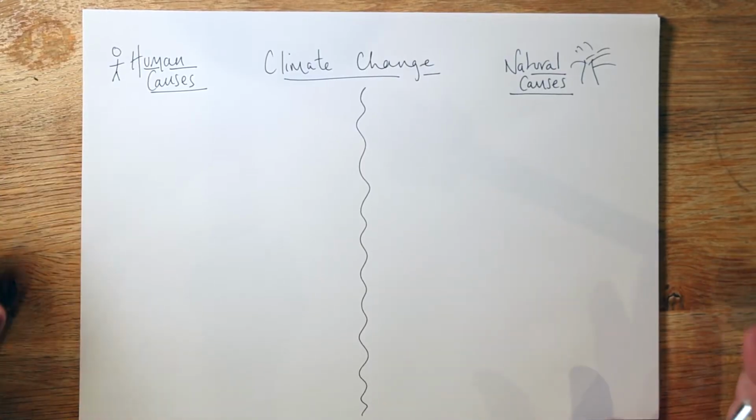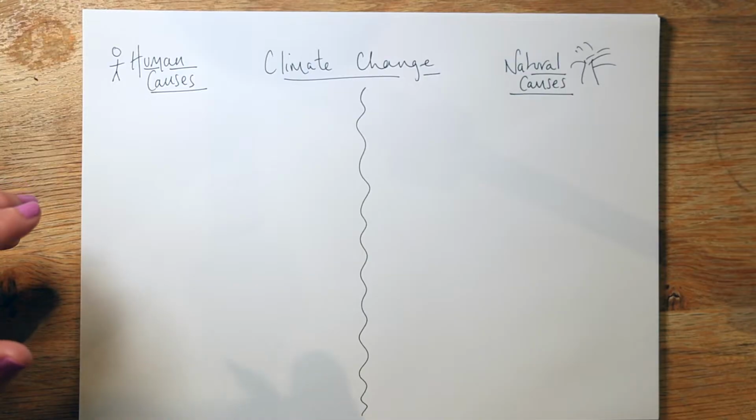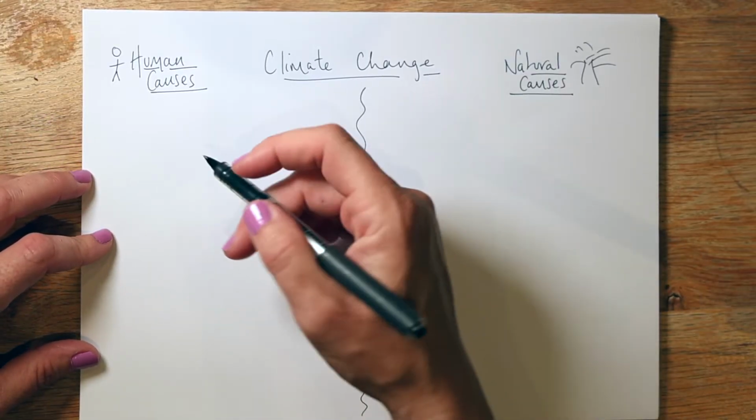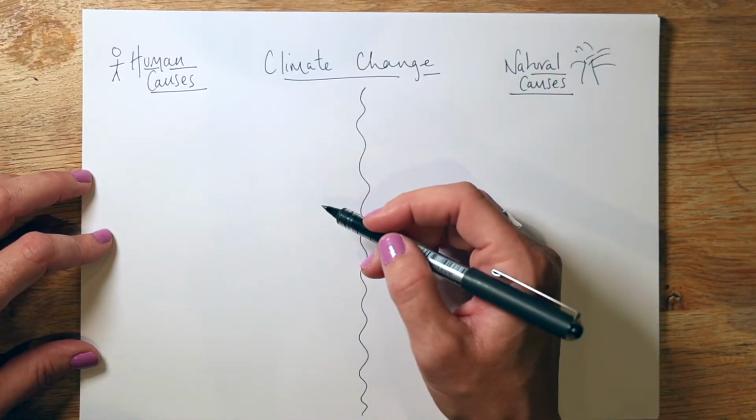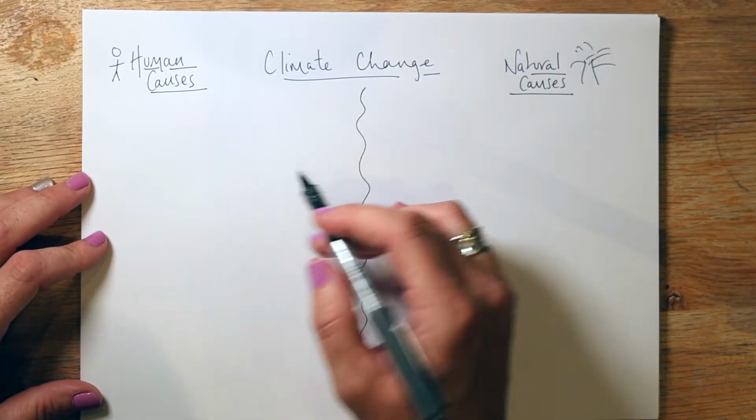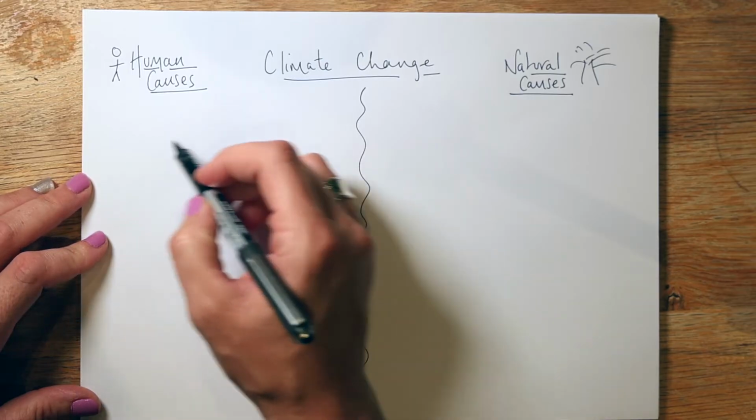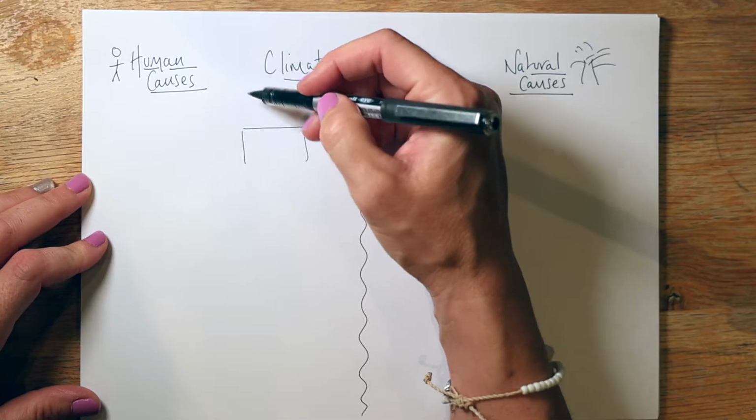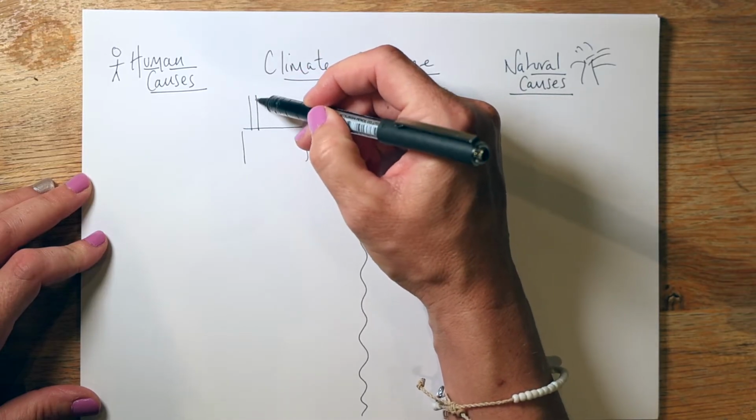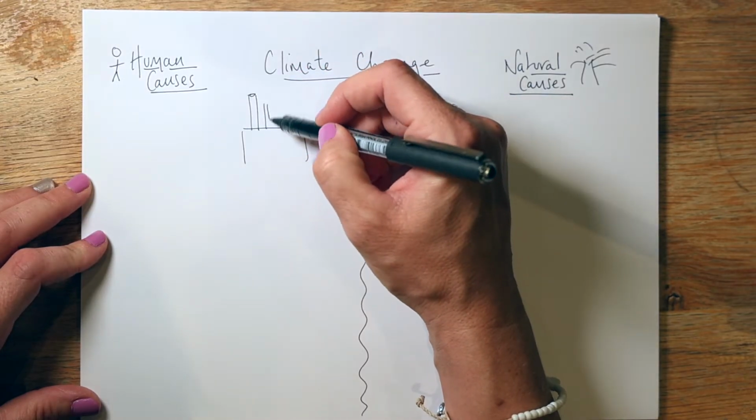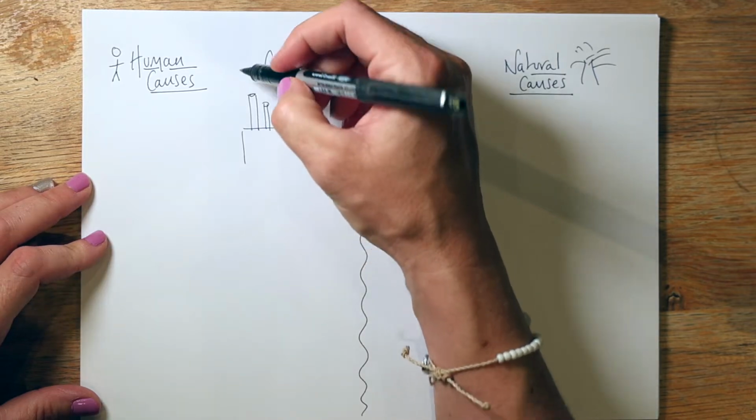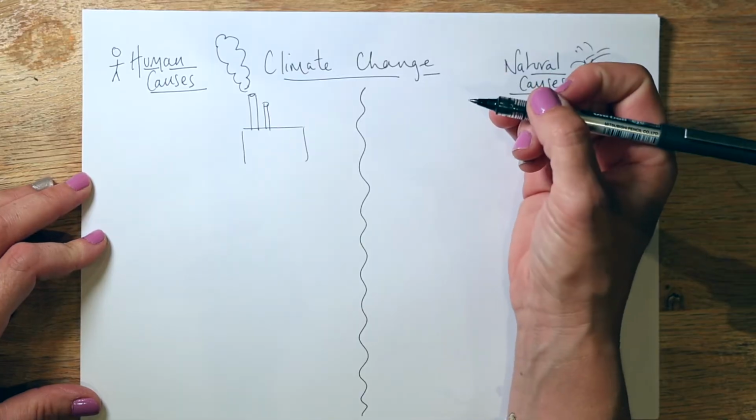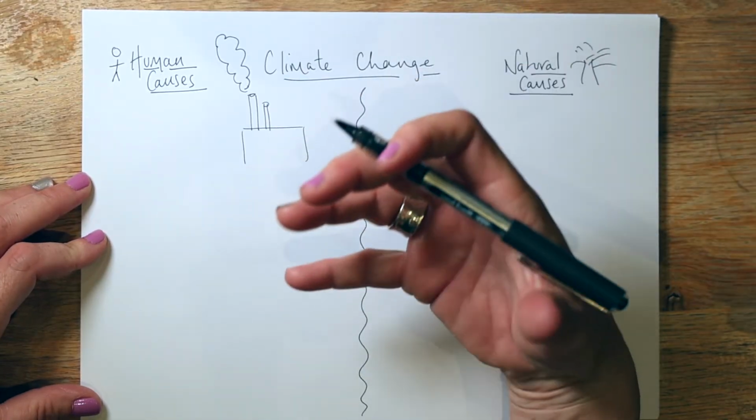So if we start with the human causes, human beings have obviously been around for quite a long time, but it's only actually in recent history that we've been having a bit more of an impact on the planet where we live. And that's through lots and lots of different ways. So the first way, which you'll perhaps be familiar with, perhaps not, is through power stations.